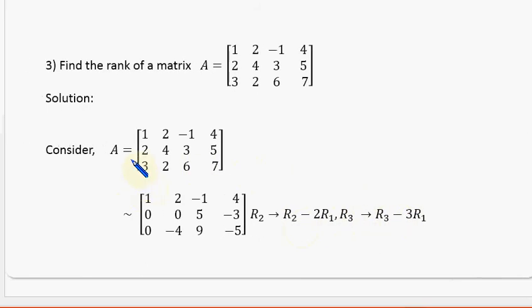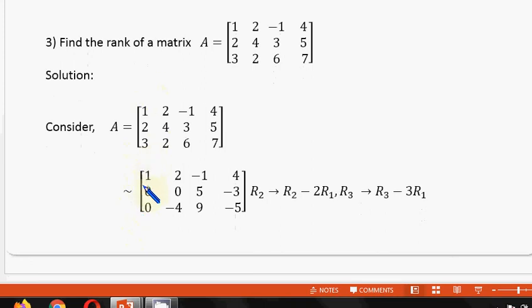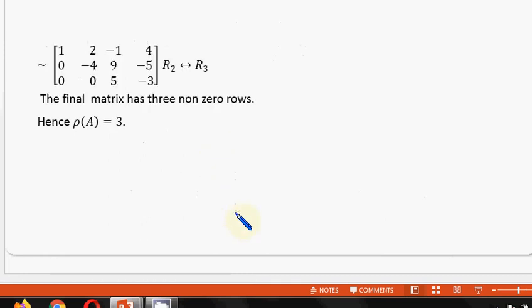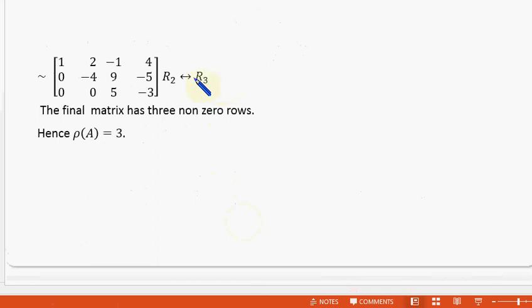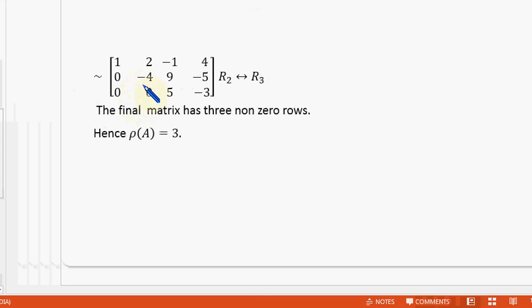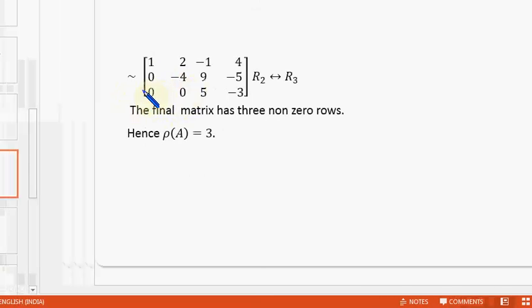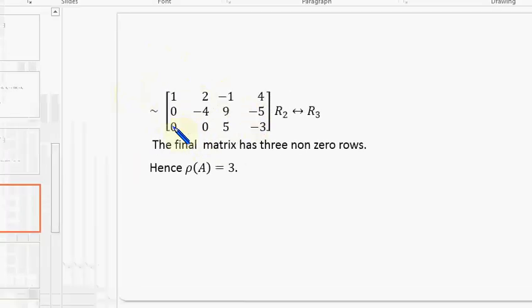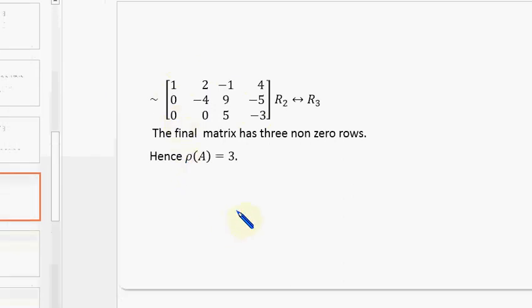When I operate like this, the elements below the leading element become 0. The next rows are 2, 0, minus 1, minus 1, 5, 9, 4, minus 3, minus 5. Similarly, interchange R3 and R2, so that the elements below the leading elements are 0. Therefore, the number of non-zero rows is 3, and there are no zero rows. So the rank of the matrix is 3.